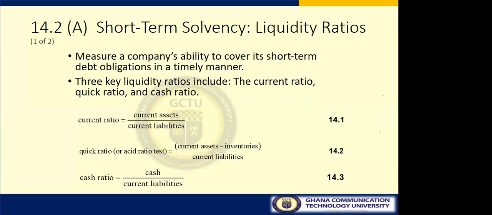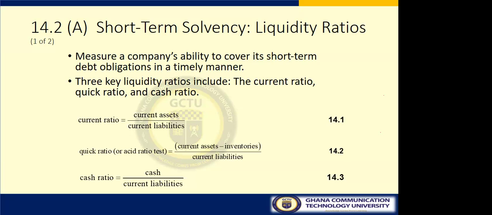We also have another formula under the liquidity ratio called the quick ratio or asset ratio test. That is current assets minus inventories, divided by current liabilities. If we want to know the real liquid money, with the current ratio, inventories are part of the current assets, and we are not going to convert the inventory into cash.